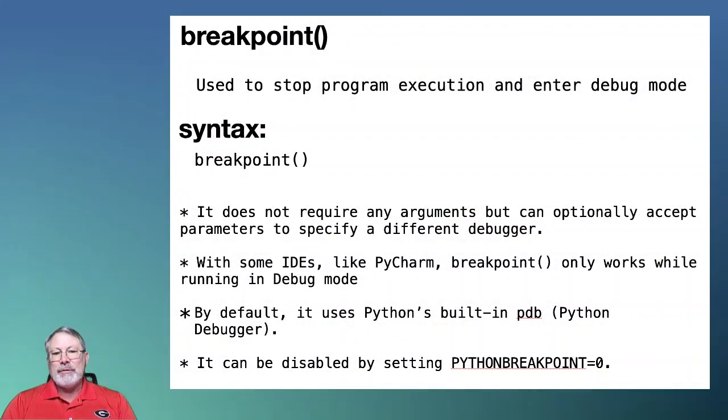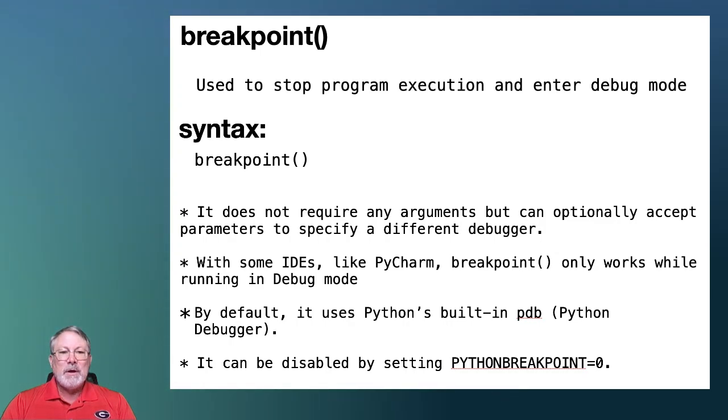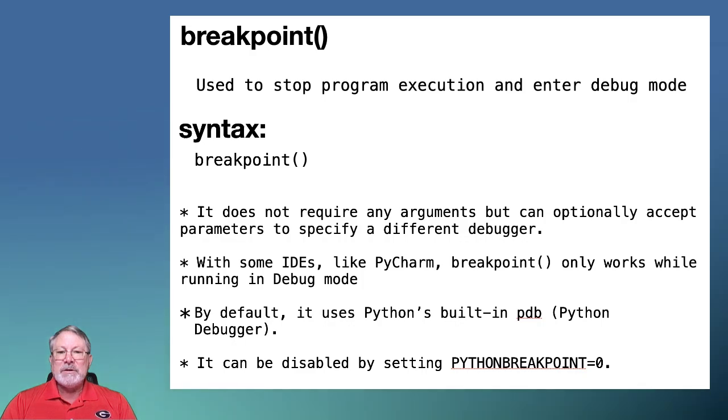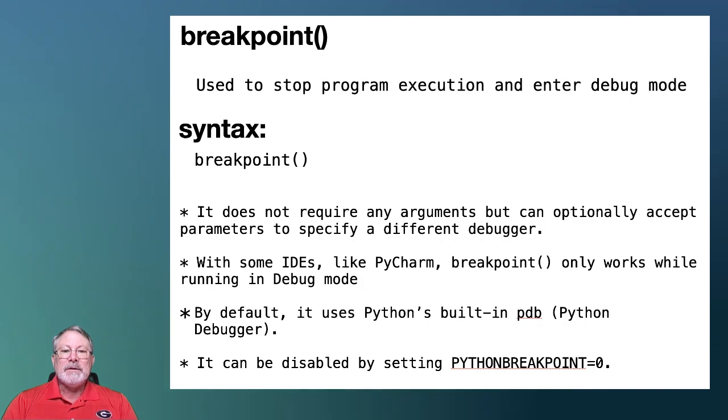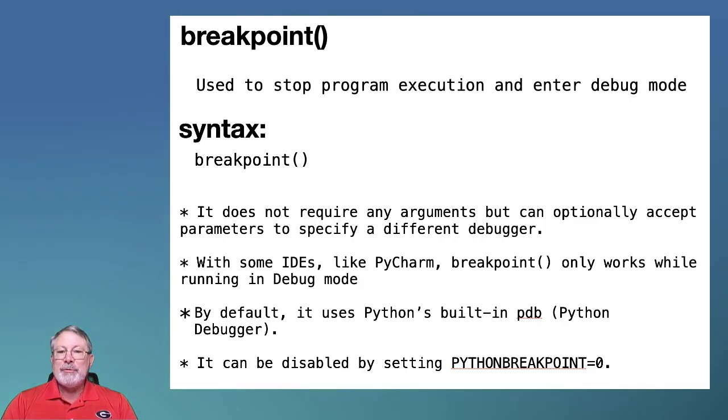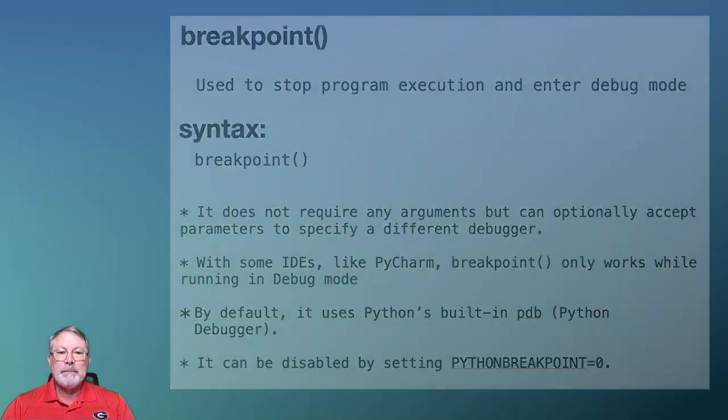Introduced in Python 3.7, the breakpoint function triggers a breakpoint where it's called in your code. Its primary syntax is simply breakpoint with no arguments. This function invokes the debugger at the call point, allowing you to pause your program, inspect variables, step through code, and understand what's happening inside your script at runtime.